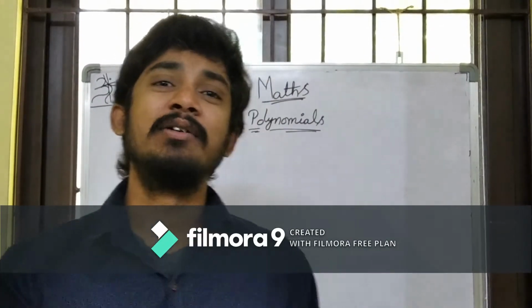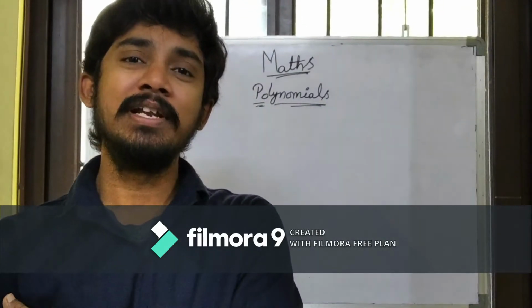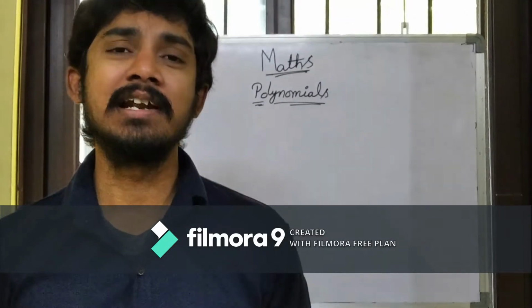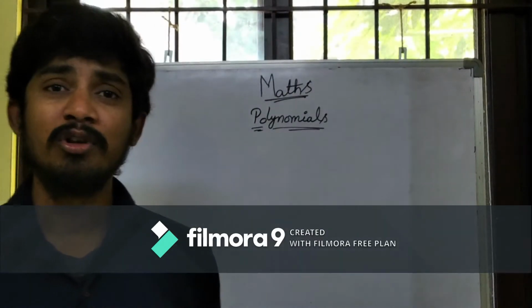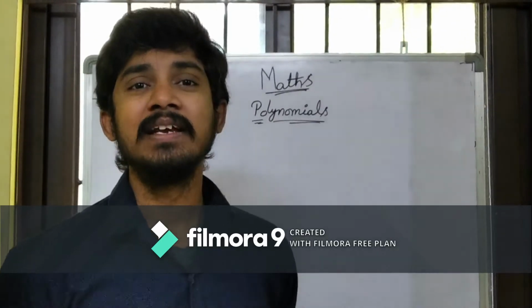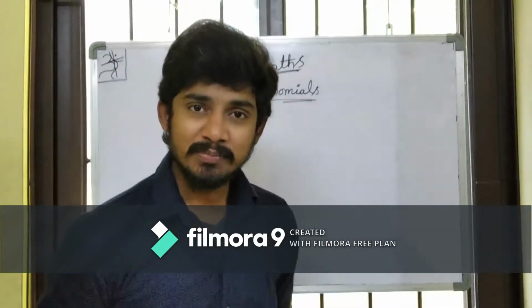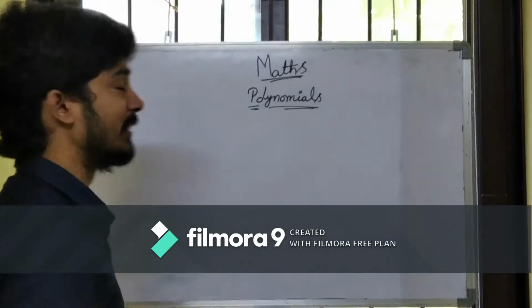In previous videos, we have learned about the definition of a polynomial, the degree of a polynomial, the value of a polynomial, and the general form of a polynomial. Now we will discuss the geometrical, that is, the graphical representation of a polynomial, and there are only two topics. First topic is graphical representation of a polynomial, and the second one is the relation between zeros of a polynomial and coefficients of a polynomial. The first topic is graphical representation of a polynomial.